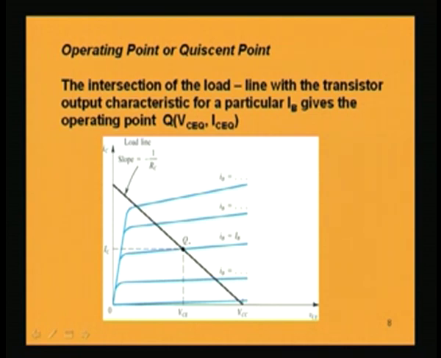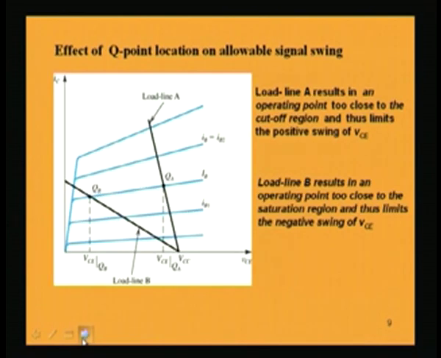This is an important fact, because if the operating point is not around the middle of the load line, or if it is much closer to the cutoff region or to the saturation region, then we will not get a distortionless amplification of the input signal, which can be verified by examples. So, what is the effect of the Q point location on the allowable signal swing? I want to get as large a swing as possible in the output.